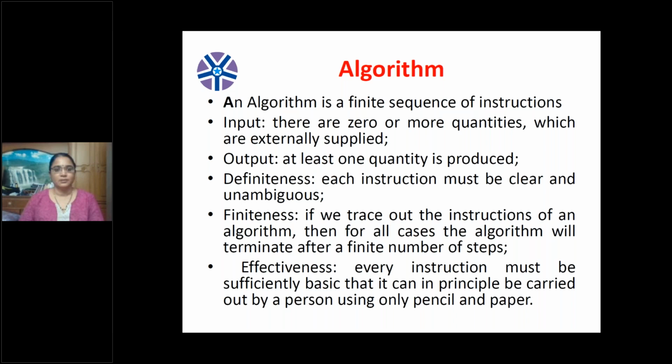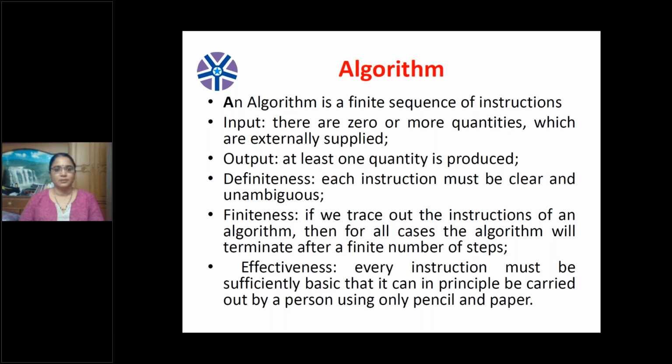Next one is finiteness. If we trace out the instructions of an algorithm, then all the cases of the algorithm should terminate after a finite number of steps. Whatever algorithm you write, it should terminate in a finite number of steps. It means you should count the number of steps in the algorithm. The algorithm steps should not be infinite. That leads to ambiguity.